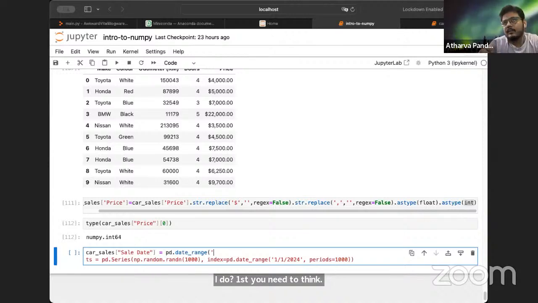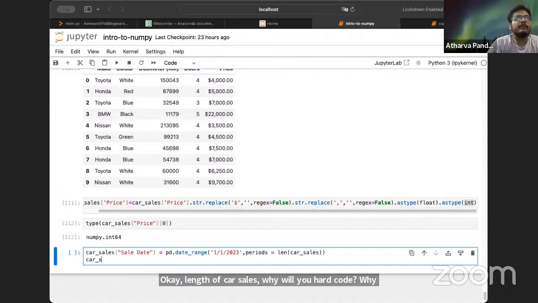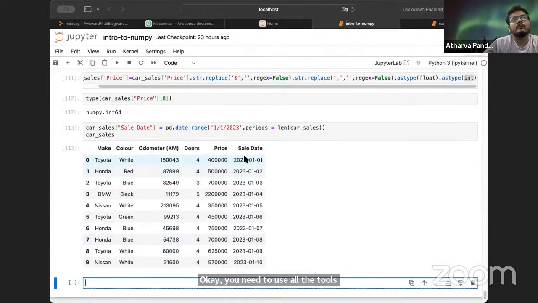This is a car sales date. If today is 2024, maybe the sales started from 2023 or so, so I can put 2023. If you put 2024, it's completely fine because we are just practicing. However, you need to put thought into it. Now, this is where you all are wrong because you need to be smart. Length of car sales. Why will you hard code things that you already have? You need to use all the tools that you have.